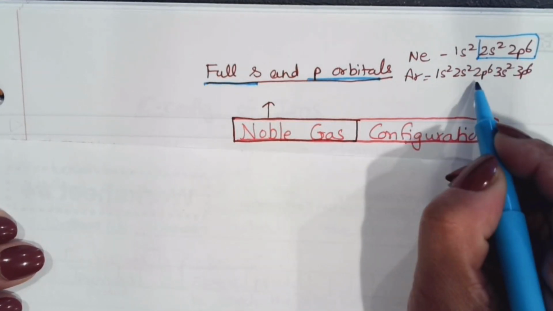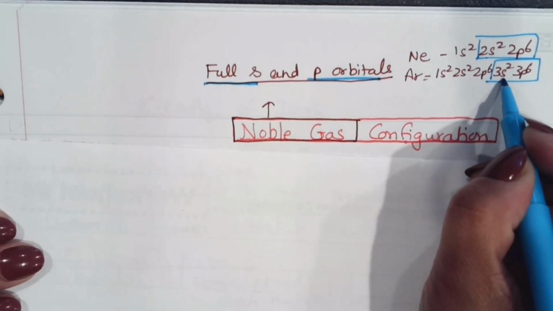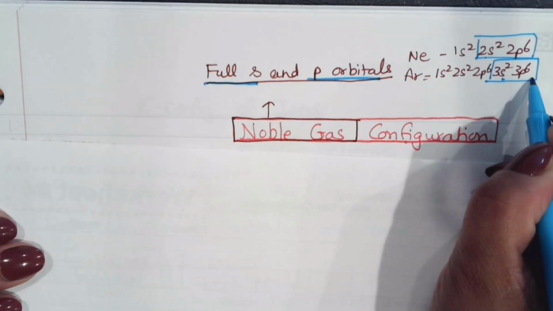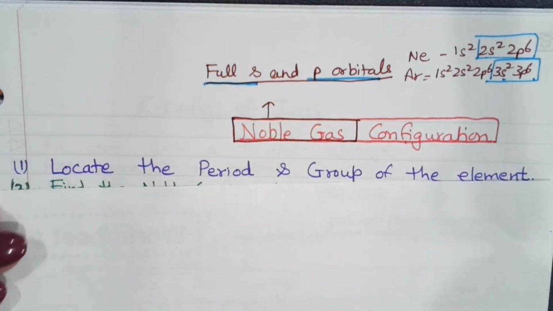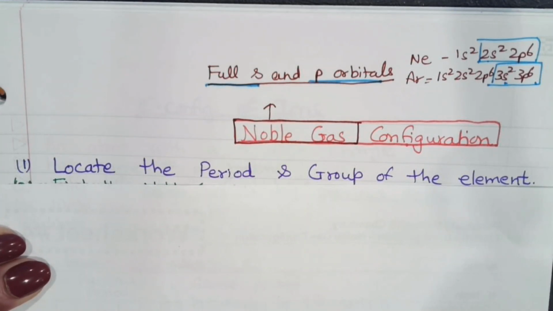And look at the argon. Argon ends in 3s2 and 3p6. Again, a full s and p orbital. Okay. So how do we write noble gas configuration of an element?